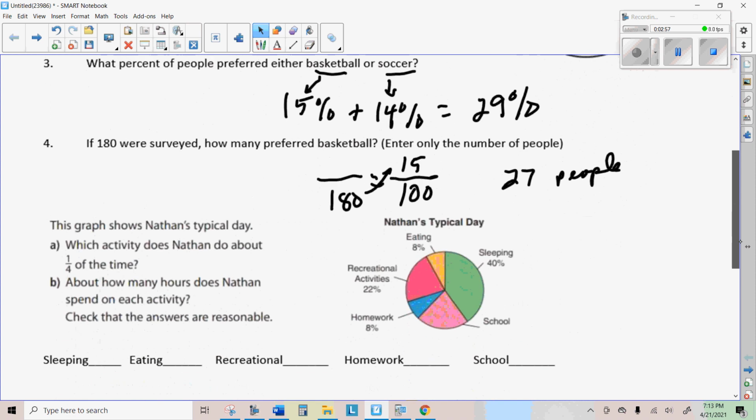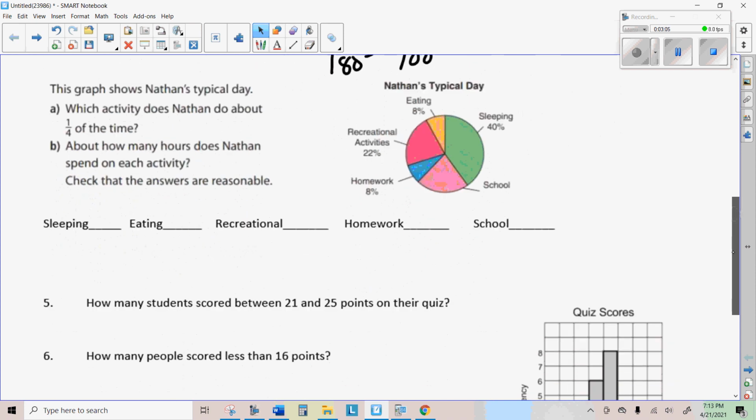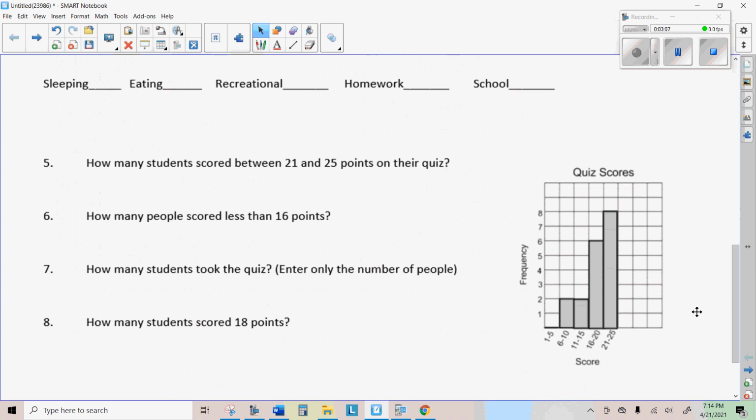All right, so you're going to do a few problems using a pie chart. You can pause here and do those if you want, or you can wait till the end. Next thing we have to do is learn how to create and understand histograms.